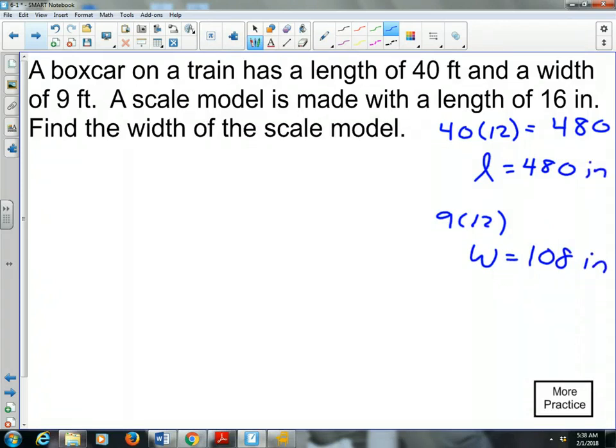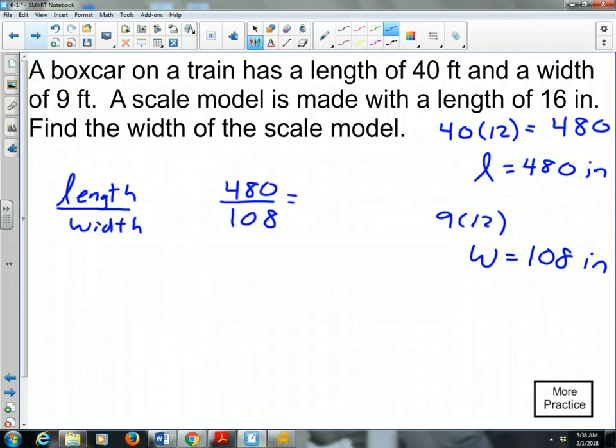So now if I wanted to find the width of the scale model, I can set up a ratio of length over width. So if my length is 480 over my width of 108, then I could say a scale model has a length of 16 inches. What is the width? What is W? So I set up two equal ratios, also called a proportion, where I could cross multiply now and solve for the width.